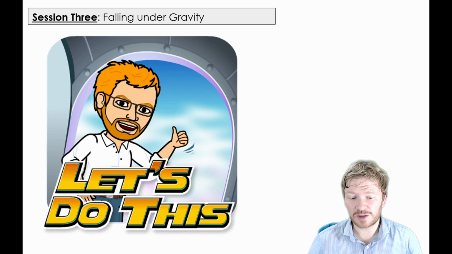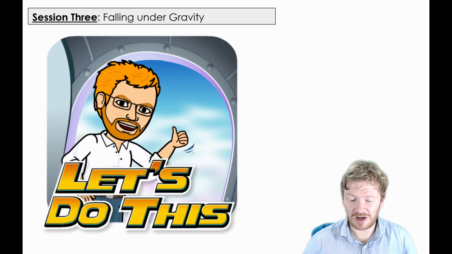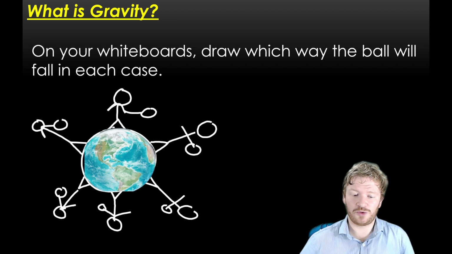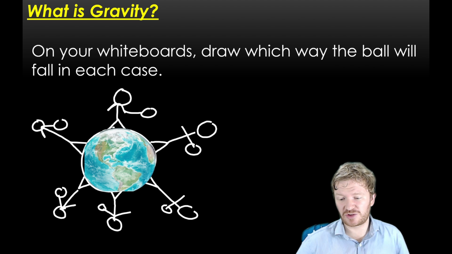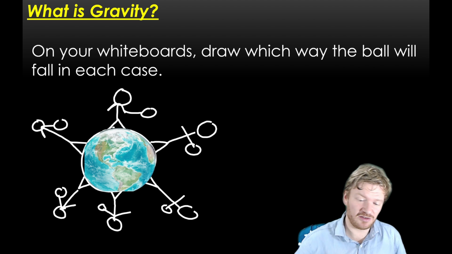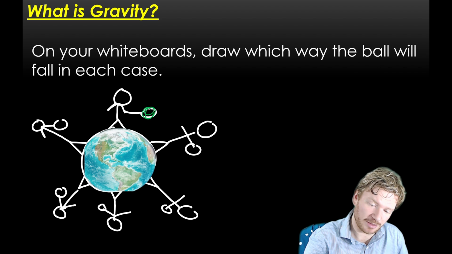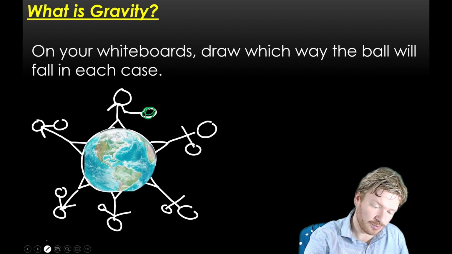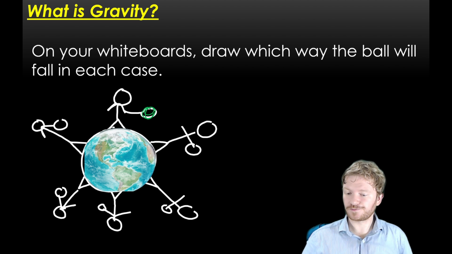Okay guys, in this lesson we're going to be talking all about falling under gravity. This is quite a quick but important thing to think about. This is on your whiteboards because it's taken from a lesson, but I just want you to imagine here in each of these pictures somebody's holding a ball. What direction will the ball fall in if they let go?